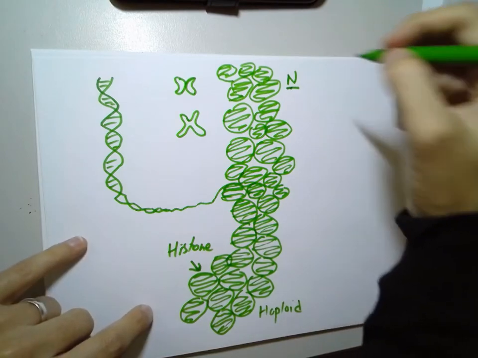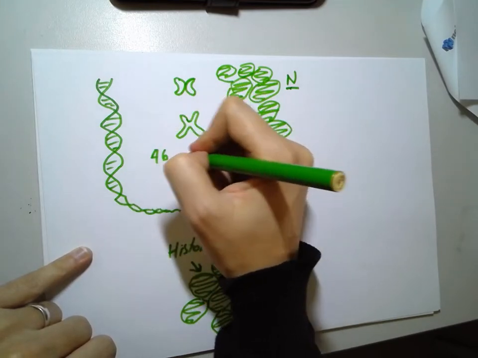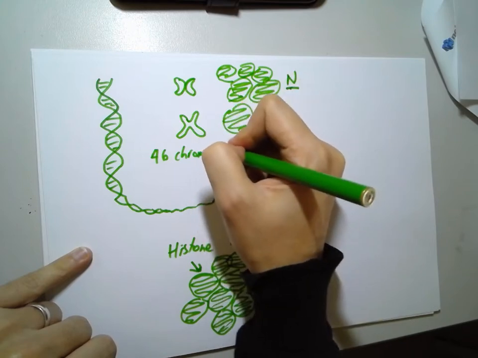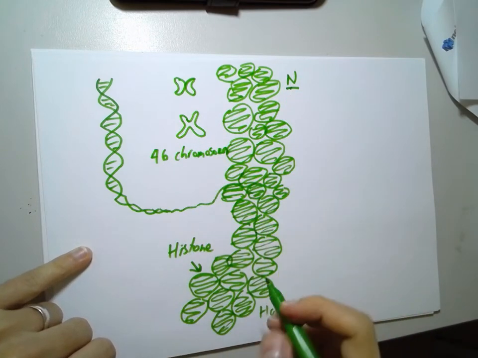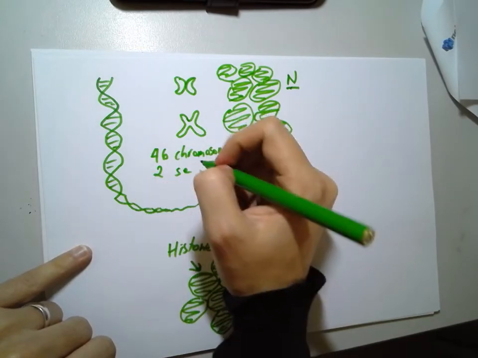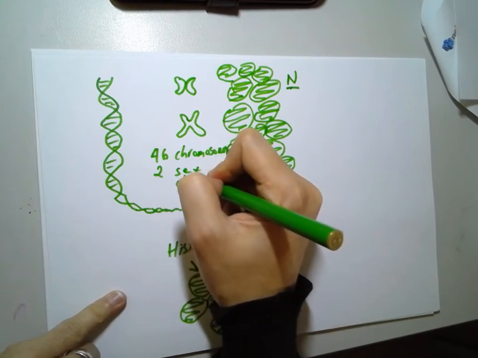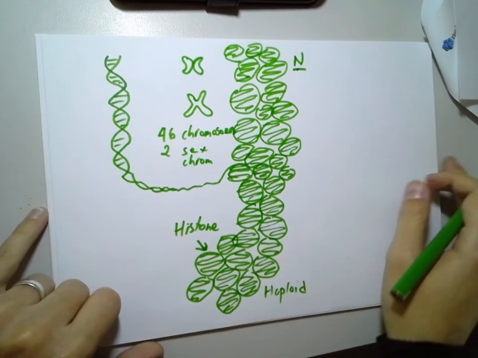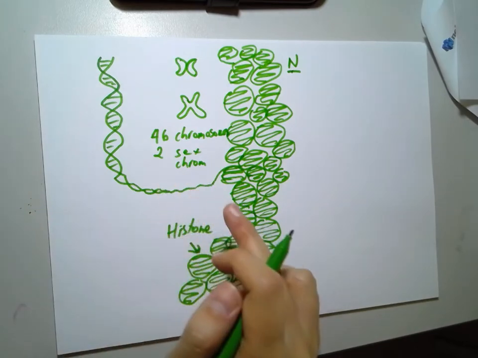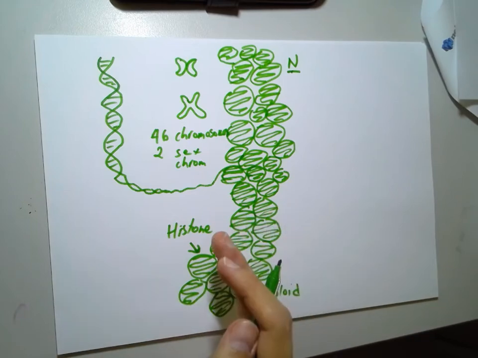In total, in our body, we have 46 chromosomes. And sometimes you might be asked a trick question. You have 46 chromosomes, and out of that, you have two sex chromosomes. What do the sex chromosomes determine? Well, they just determine if you're a male or a female. They determine your sex.